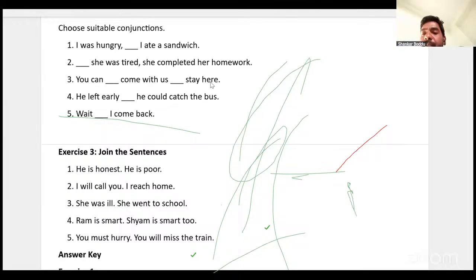I studied hard but couldn't pass the test. Oh, something might have gone wrong. Despite studying hard, he couldn't pass the test. So next time you have to consult your teacher. Otherwise, you have to refer to some textbooks, or you have to practice in a different way. You will surely pass the exam. Next.